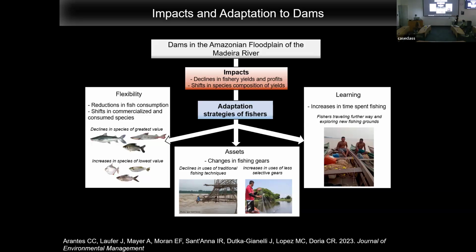And finally, in response to the changes in the composition of yields, we see also a general trend of change in the species that they are selling. So the species that are commercialized and the species that are consumed changed. And there was a reduction in fish consumption at the household level. So basically, these results are consistent with the results of the previous study showing that the dams impacted these communities' livelihoods, and that in response, they needed to adapt certain fishing strategies, or otherwise they would be excluded from this fishery.